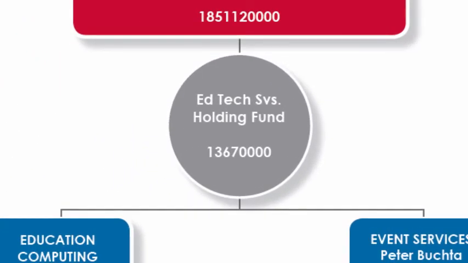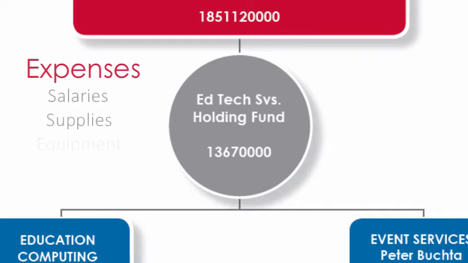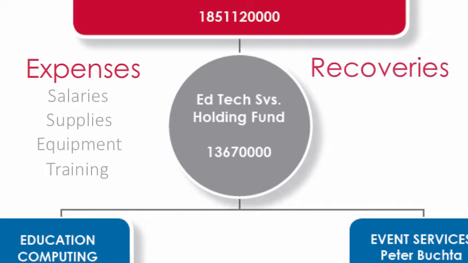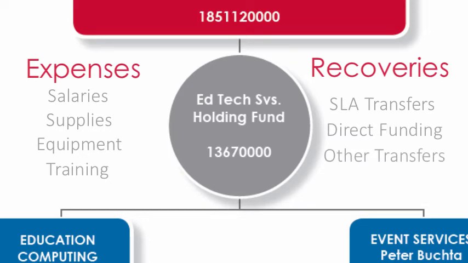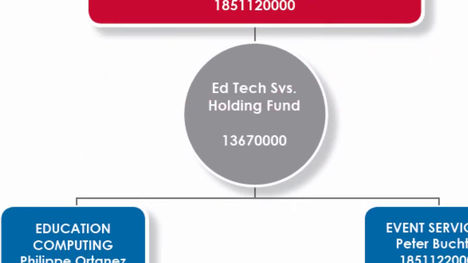Holding funds are meant to hold the funds received by a group that provides services or executes projects. Some expenses you might see charged to your holding fund include employee salaries, supplies, equipment, and employee training costs. Recoveries will also come into the holding fund from different sources, including the SLA funds we just mentioned, direct funding sources, and other transfers. These recoveries and expenses can be categorized and transferred to specific service or project funds.